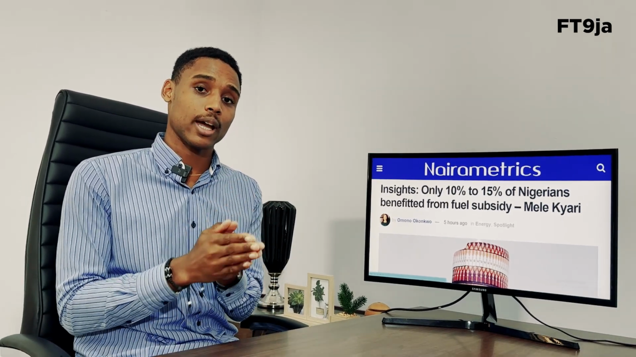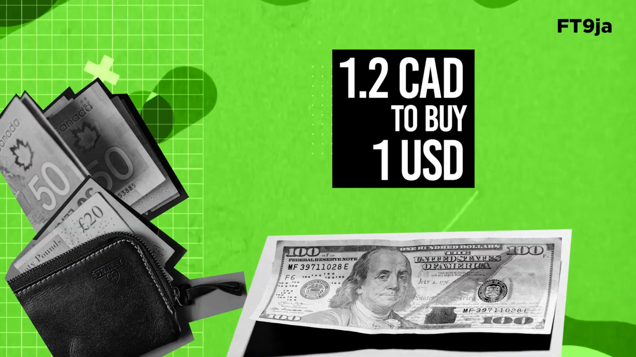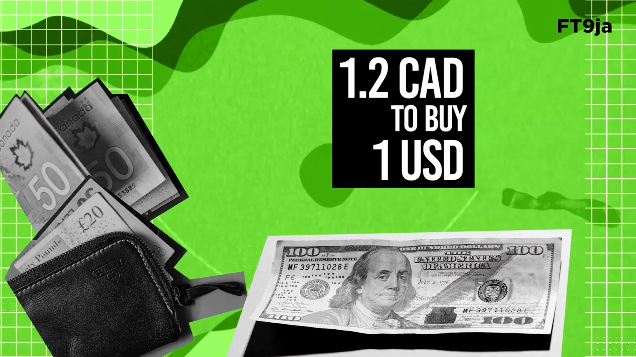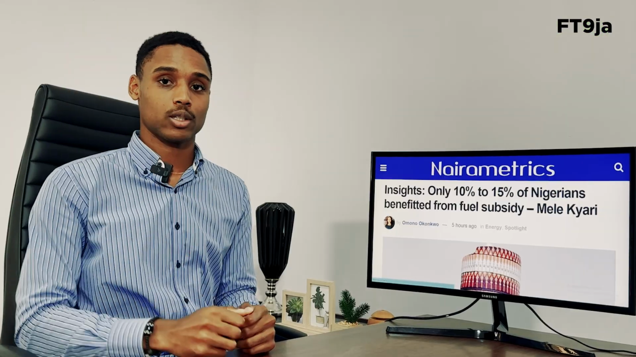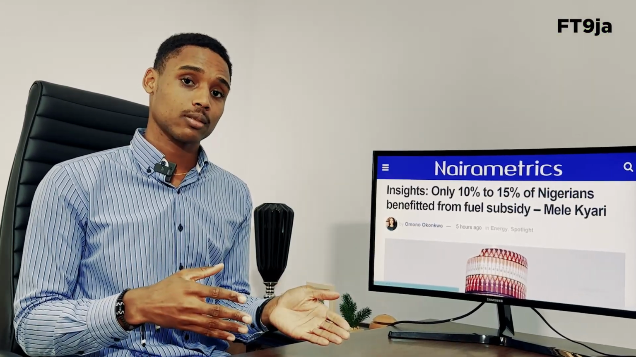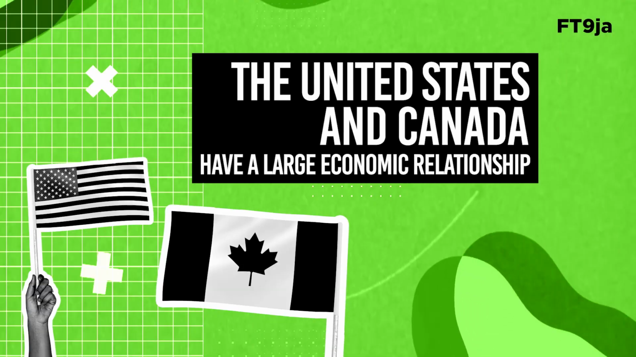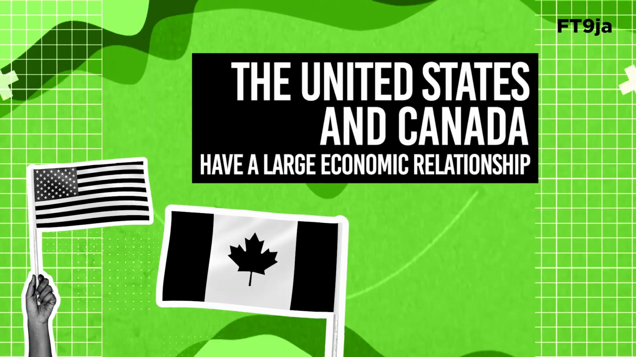If dollar CAD is 1.2, that means that it takes 1.2 Canadian dollars to purchase one US dollar. The US and Canada have a very prominent economic relationship because there's a lot of cross-border trade between them. Canada is considered a commodity country, and the Canadian dollar is considered a commodity currency. Why? Because Canada deals in a lot of oil, metals, and other commodity trades.